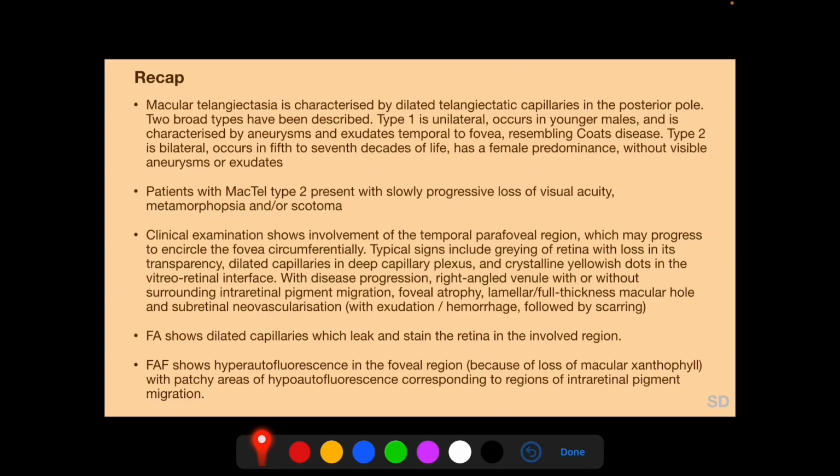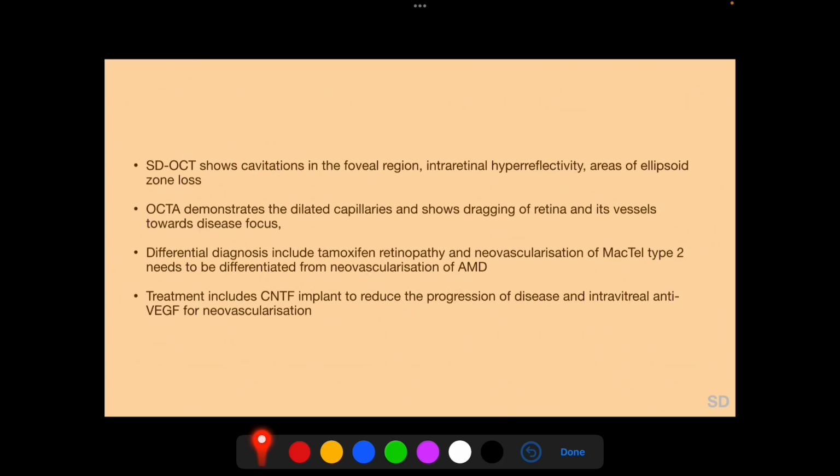Fluorescein angiography shows dilated capillaries which leak and stain the retina in the involved region temporal to the fovea. Fundus autofluorescence shows hyperautofluorescence in the foveal region because of loss of macular xanthophyll, with patchy areas of hypoautofluorescence corresponding to regions of intraretinal pigment migration. SD-OCT shows cavitations in the foveal region, intraretinal hyperreflectivity, and areas of ellipsoid zone loss. OCTA demonstrates dilated capillaries in the disease focus temporal to the fovea and shows dragging of surrounding retina and its vessels towards the disease focus.